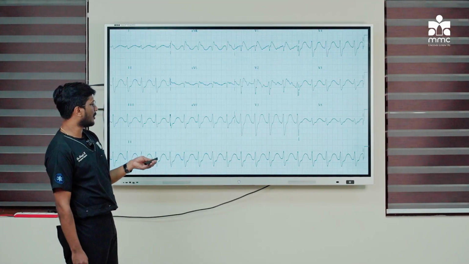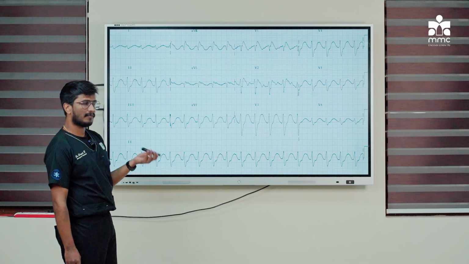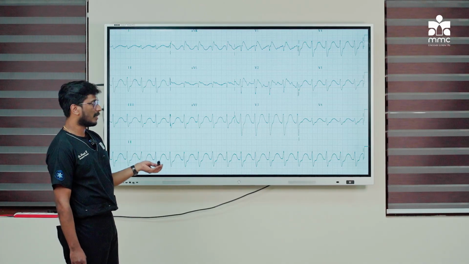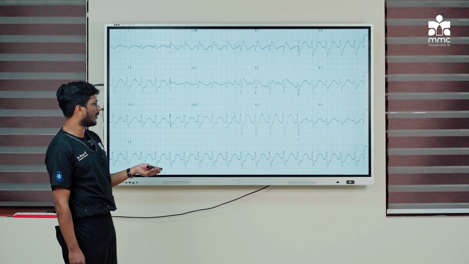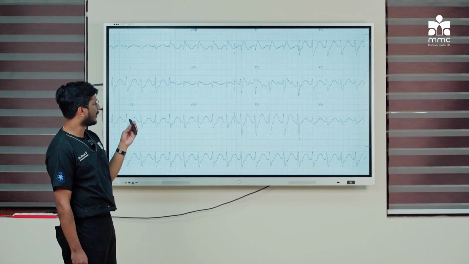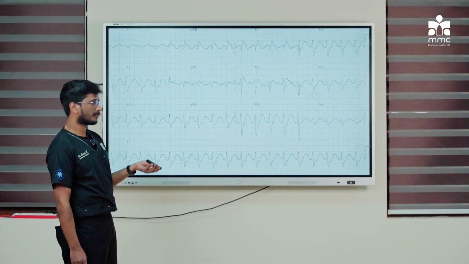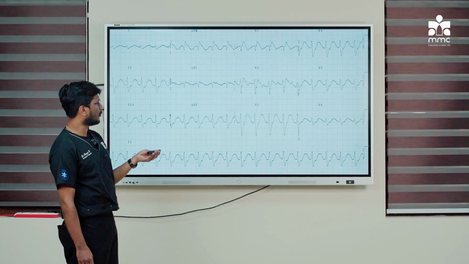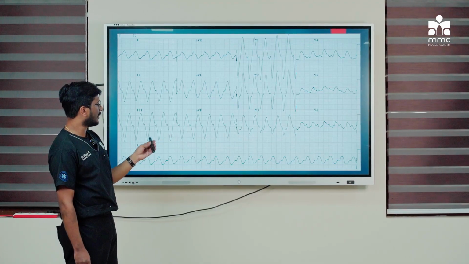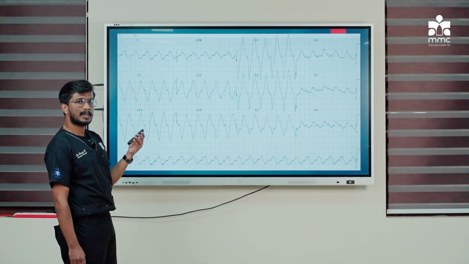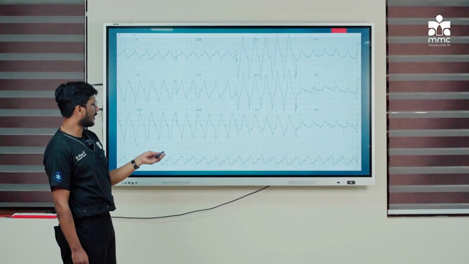So this is the same ECG previously given, with the same findings, that is sinus tachycardia, wide QRS complex with first degree AV block, and also a prominent R wave in aVR. This is the next ECG, taken after 1 hour. This patient has developed QRS widening.